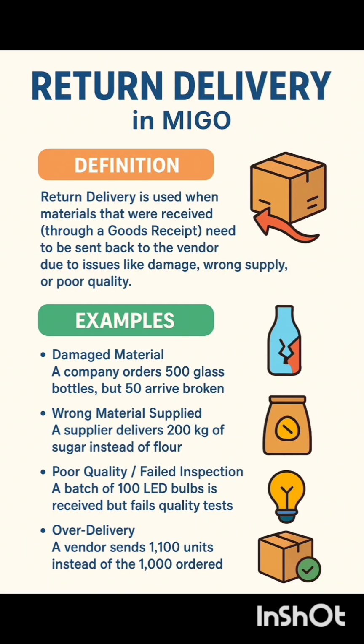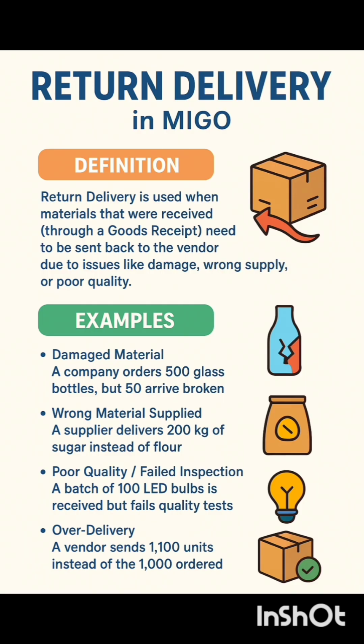Let's take 2 to 3 examples. Number one, a company orders 500 glass bottles but 50 arrive broken. So this damaged material needs to be returned. Another example is a supplier delivers 200 kg of sugar instead of flour. So this is wrong material supplied, and this needs to be returned. Another one is a batch of 100 LED bulbs is received but it fails the quality test. So due to poor quality or failed inspection, this needs to be returned.